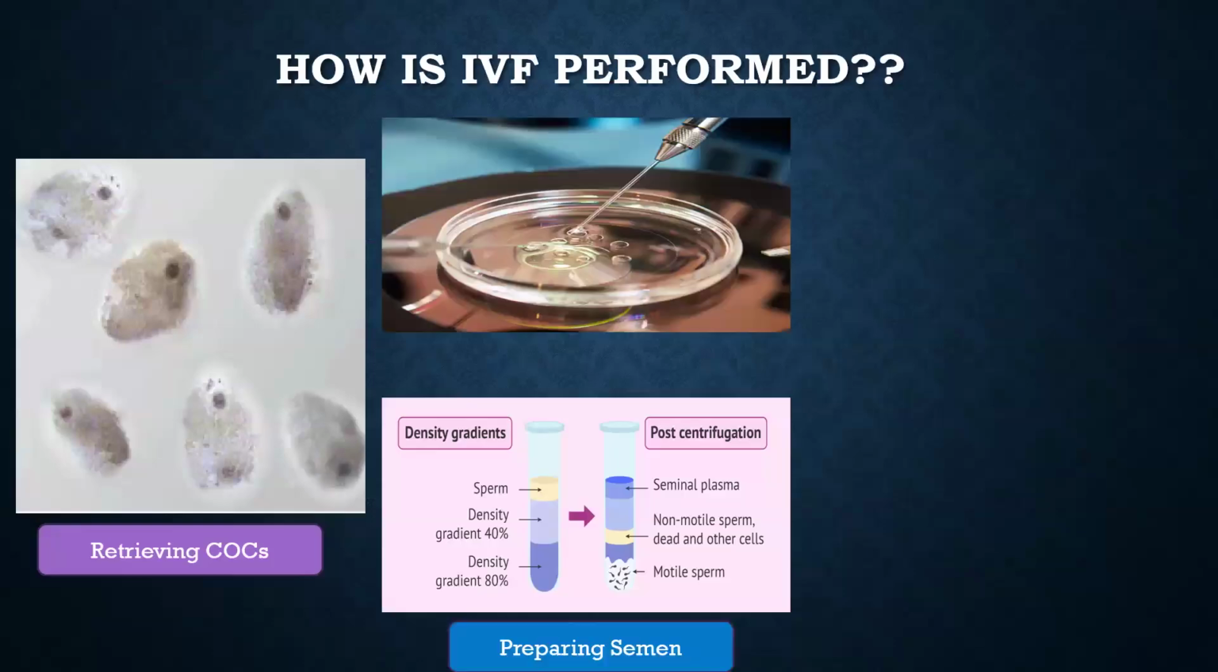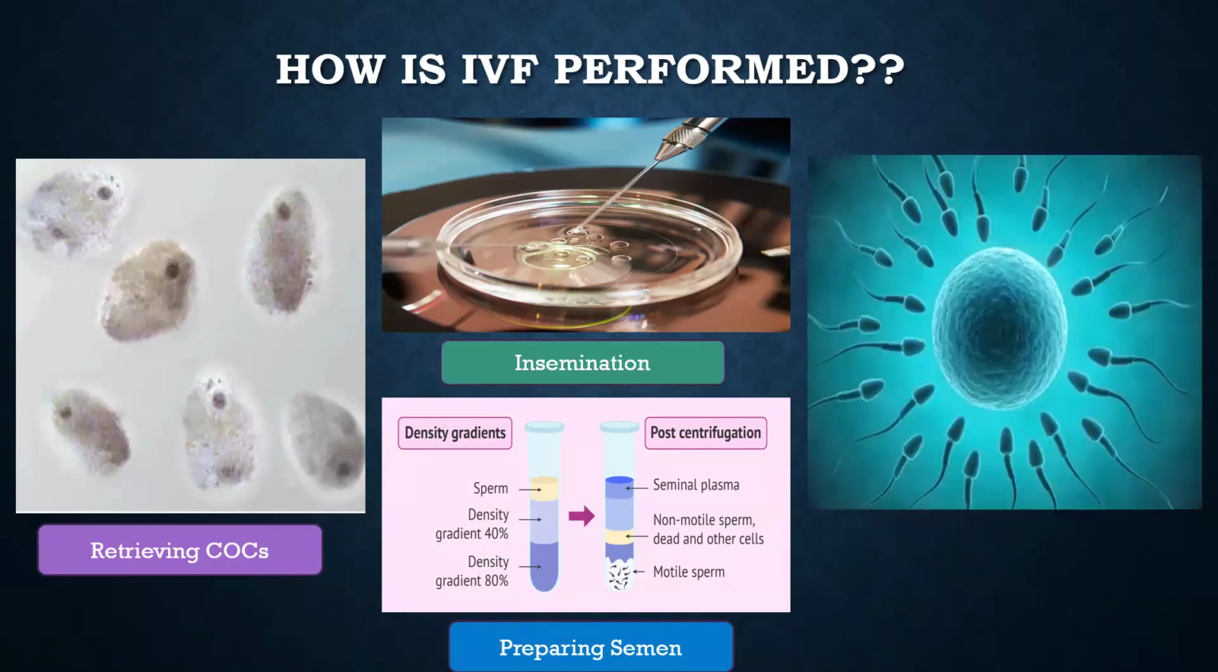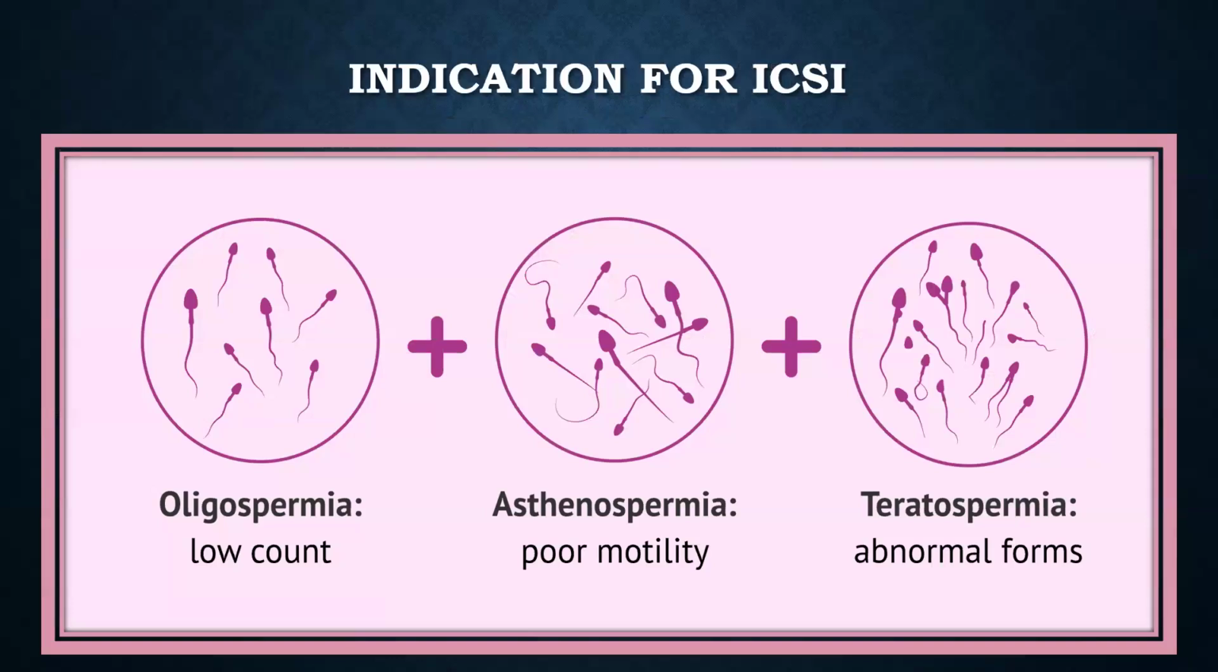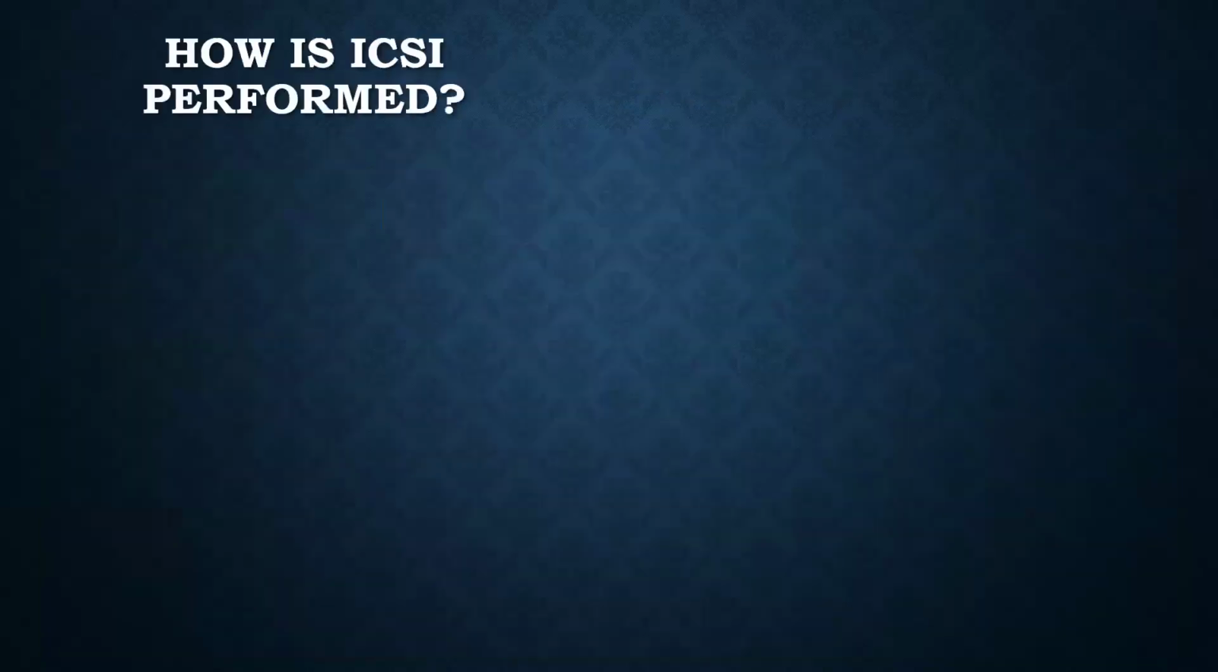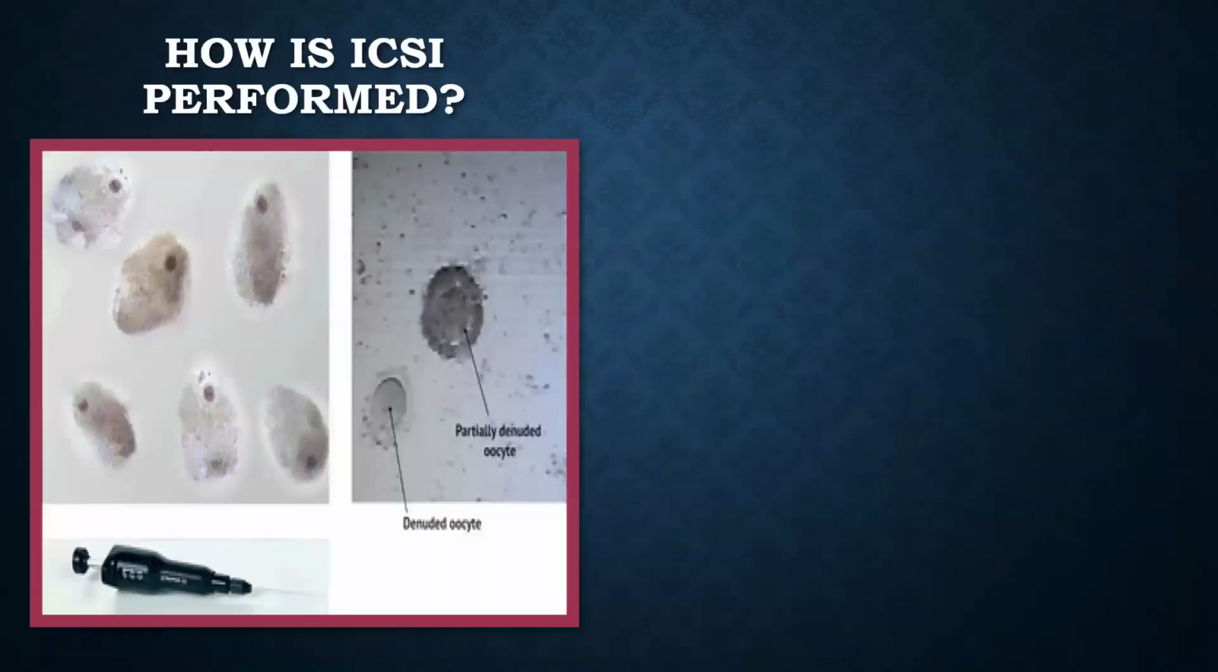Coming to how IVF is performed, we all know that once the oocytes are retrieved, they come in the form of cumulus oocyte complexes, and once the sperm is prepared, they are added to the petri dish and kept for culture overnight. Fertilization is noted after 17 to 18 hours. For ICSI, in severe male factor infertility, such as severe oligozoospermia, asthenozoospermia and teratozoospermic patients, we go for ICSI.